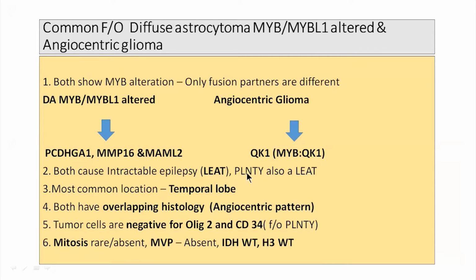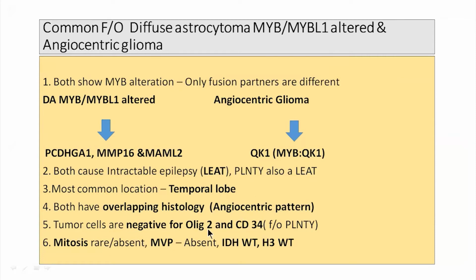PLNTY, polymorphous neuroepithelial tumor of the young, is also a long-term epilepsy associated tumor. So it's quite obvious that the most common location would be the temporal lobe. They both have overlapping histology because the MYBL1 alteration is there in both these entities. In some areas of MYBL1 altered tumors, an angiocentric pattern can also be appreciated, but it's not exclusive and not very nodular like we saw in angiocentric glioma.